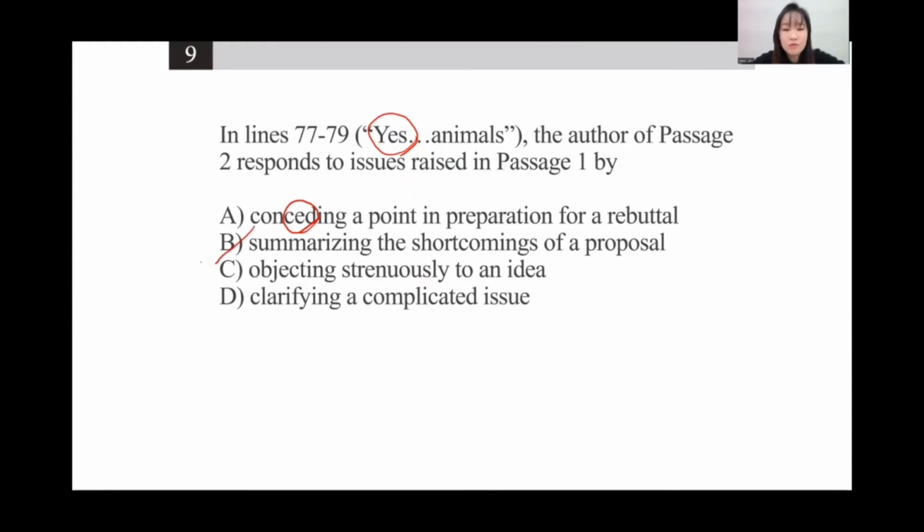C, objecting strenuously to an idea. It also doesn't have the keywords. D, clarifying a complicated issue. It also doesn't have the keywords. So the only one that has either of the keywords is A, conceding a point in preparation for rebuttal. So we can probably assume that A is the correct answer. Knowing what to look for in the answer choices helps us a lot to get to the correct answer a lot more confidently and also a lot quicker. Because of the word yes that we found in the line reference, we know that A is the correct answer. It's really easy.